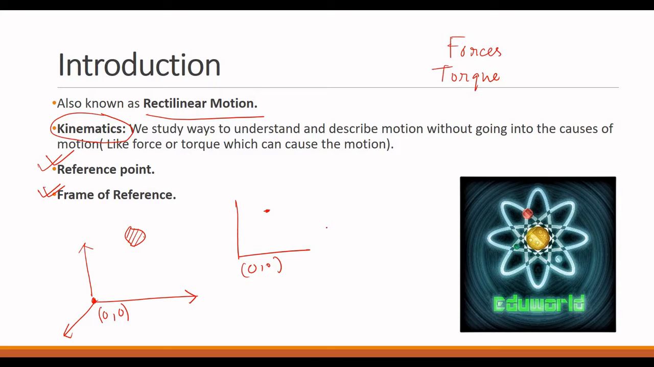Frame of reference in case of motion is very important, because if you are on a moving object, then you will see other objects differently, and if you are on a static object, then you will see the same objects differently.